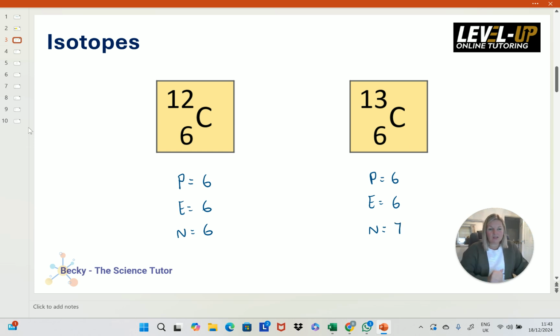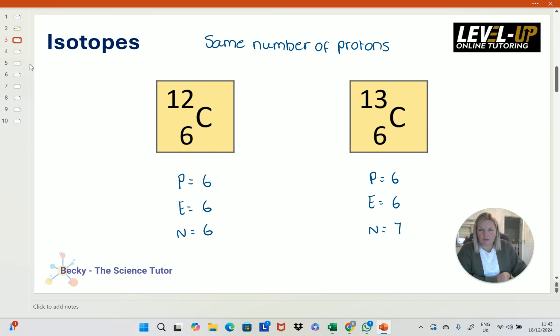So isotopes are defined as atoms of the same element. They have the same number of protons. Remember, that is key, because if we change the number of protons, we change the element. So the same number of protons, but a different number of neutrons. And questions often ask you for a similarity and a difference between isotopes. Okay, so their similarity is they have the same number of protons, different neutrons.